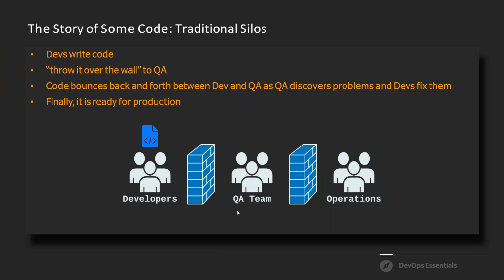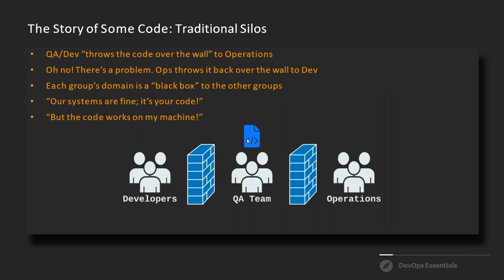And QA does testing and quality analysis of the code. It verifies the quality of the code. And, hey boss, what have you written? It's not up to the mark. It's not meeting our standards. Just modify it. And this process continues. These guys will blame those guys, those guys will blame these guys, and that's how it works. So dev writes code and throws it over the wall to QA. Code bounces back and forth between dev and QA as QA discovers problems and devs fix them. Finally, it is ready for production.